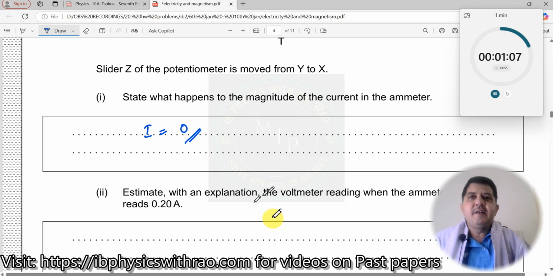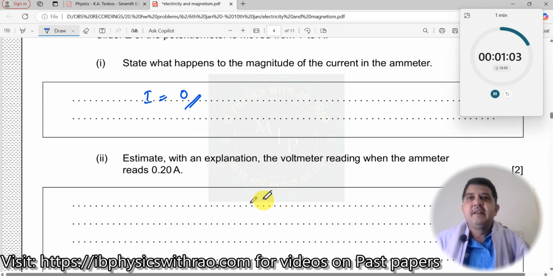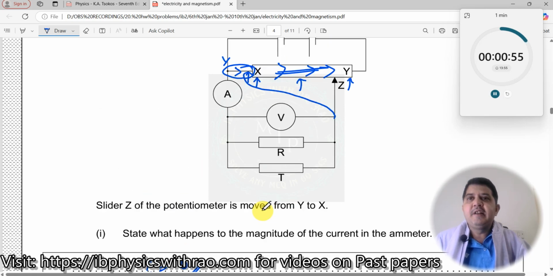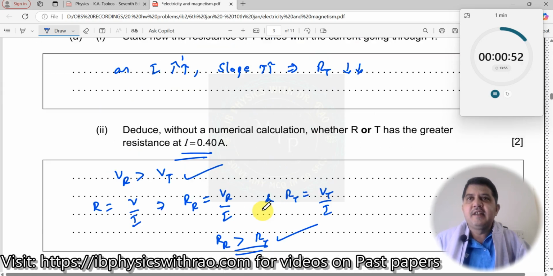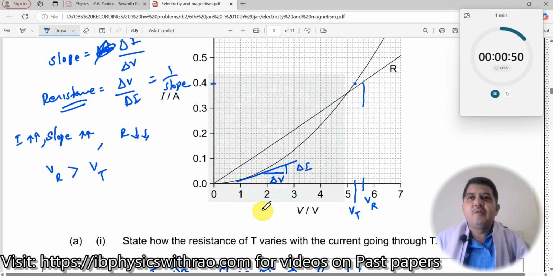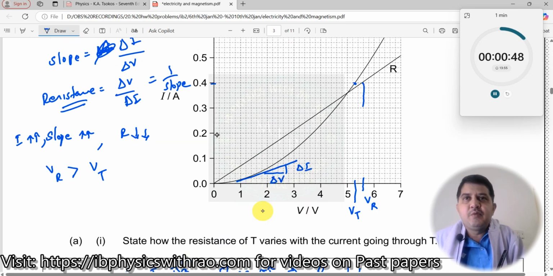Then estimate with an explanation. State, so you need not explain anything. Estimate with an explanation the voltmeter reading when the ammeter reads 0.2 ampere. What happens to the voltmeter when the ammeter reads 0.2 ampere? This will take some time. So 0.2 ampere is here.